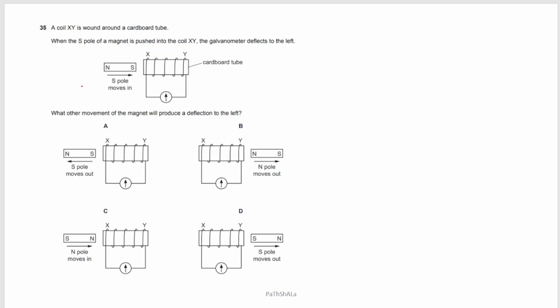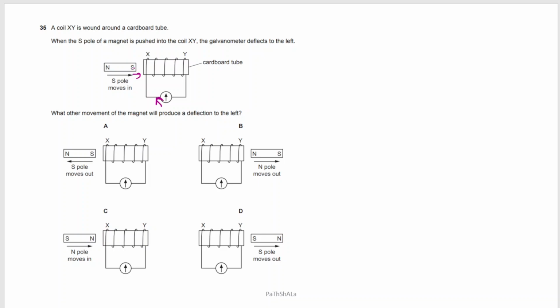35. We have a coil XY wound around a cardboard tube. When the S pole of a magnet is pushed inside, the galvanometer deflects to the left. What other movement of the magnet will produce a deflection to the left?